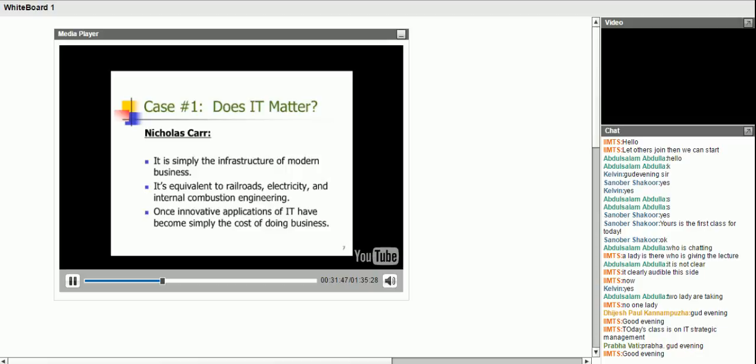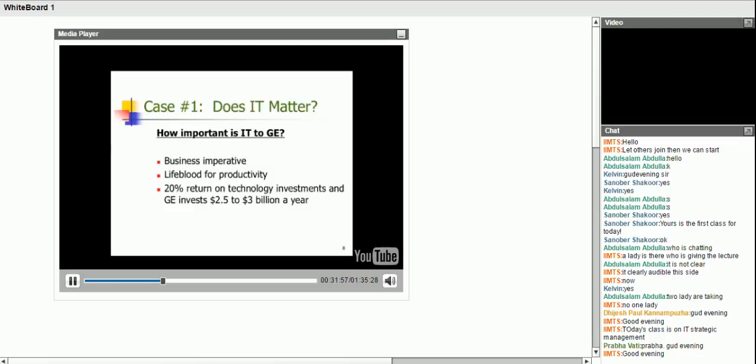Once innovation applications of IT have become simply the cost of doing business, and it actually is the cost of doing business. If you're going to go into business today, you have to be prepared to spend on IT. If you don't want to spend on IT, I wouldn't go into business. That scares a lot of people, because you can't escape it. If you're taking a business class these days, or a business program like an MBA program, you're going to take something in IT or IS.